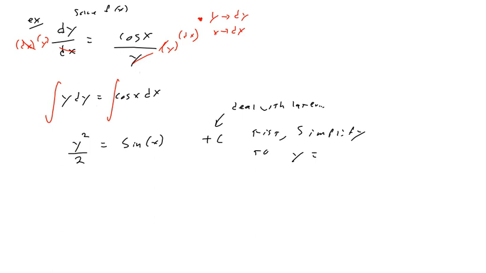So we're going to do a little solving. Simplify to y equals. So what can I do? Well, multiply both sides by 2. Cancel the 2 there. y squared equals 2 sine of x. And you see what I mean by we'll deal with the c later. Because really what I'm doing here is, okay, multiply the c by 2 also. But some random constant times 2 is still a random constant.